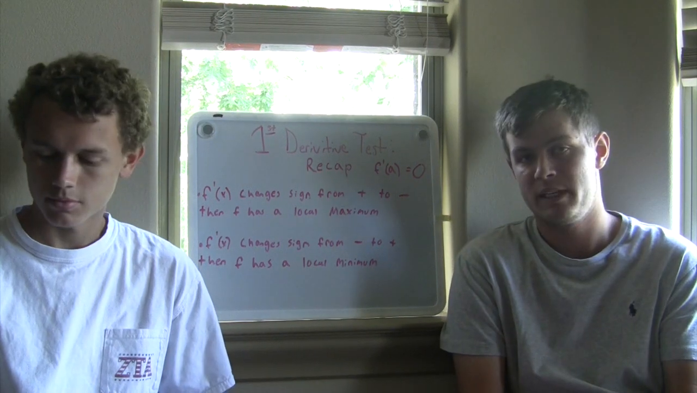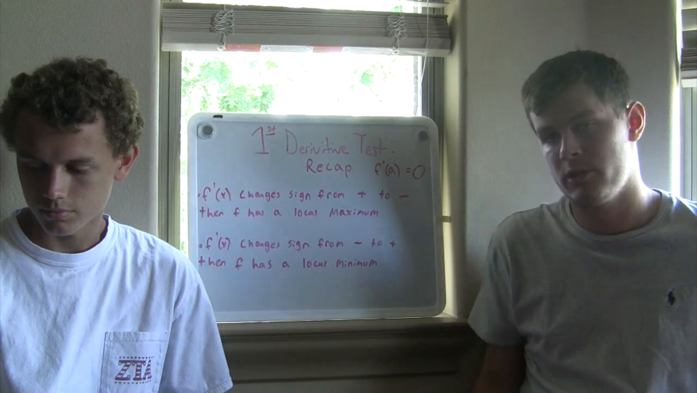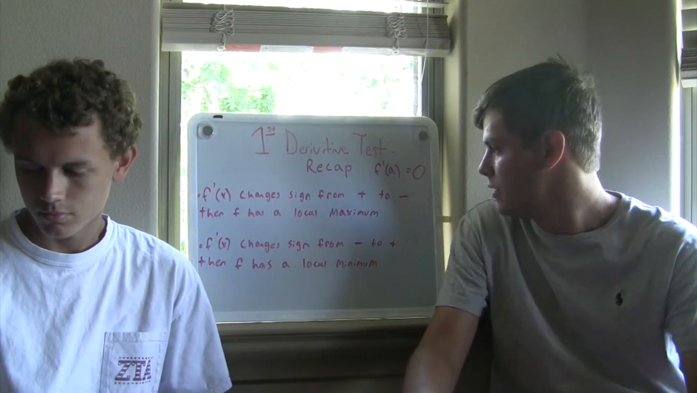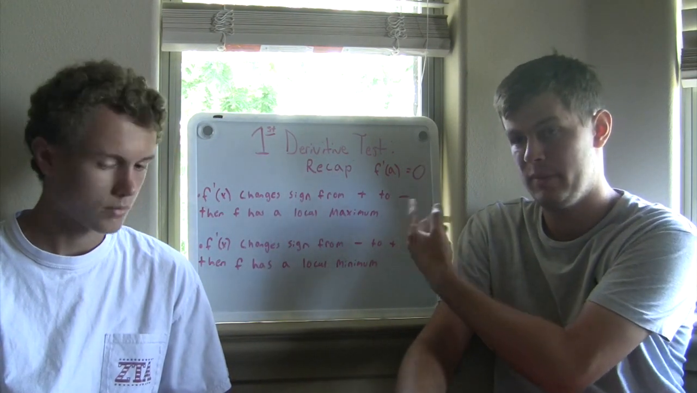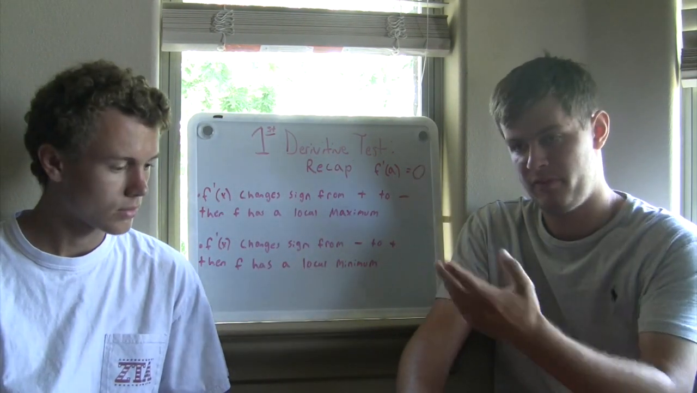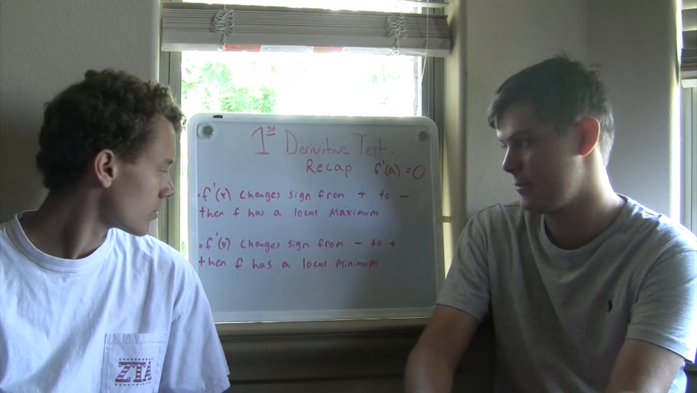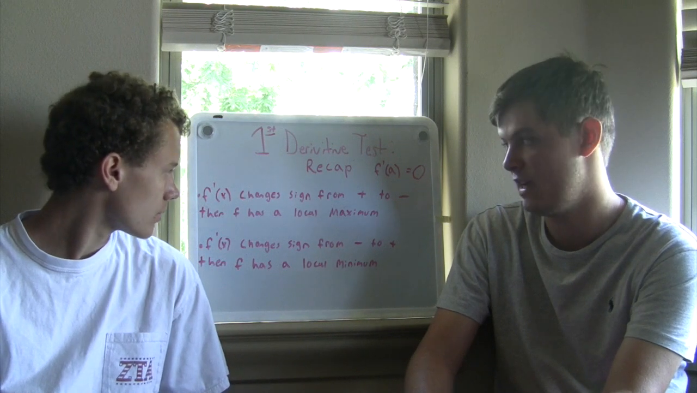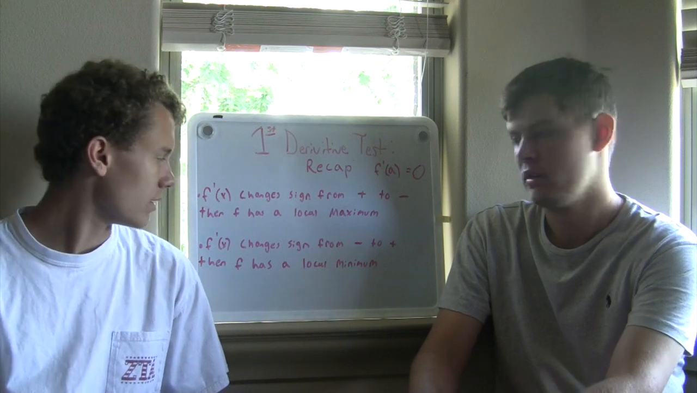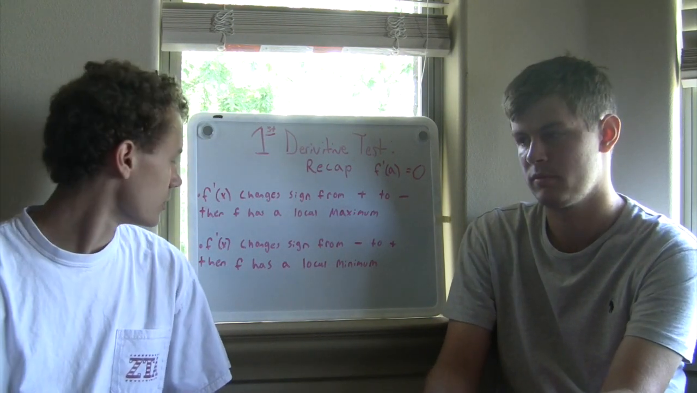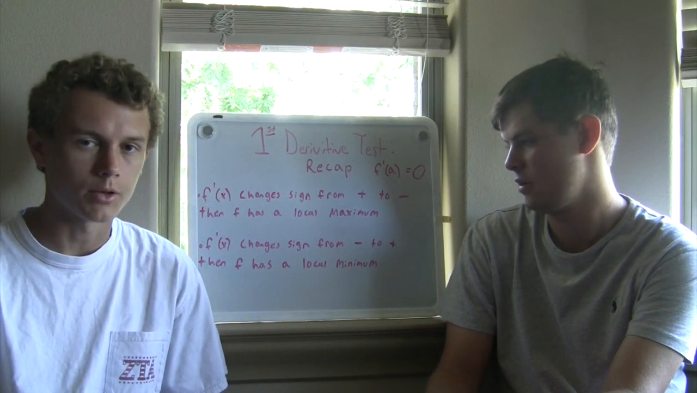To recap what you just learned, the basic equation of the first derivative test is f prime of a equals 0. When you take the derivative of your equation to find where the maxes and mins are, you set it equal to 0. A maximum value occurs when f prime of x changes sign from positive to negative. If you're trying to find a minimum value, when f prime of x changes sign from negative to positive, then you will have a minimum value at that point.